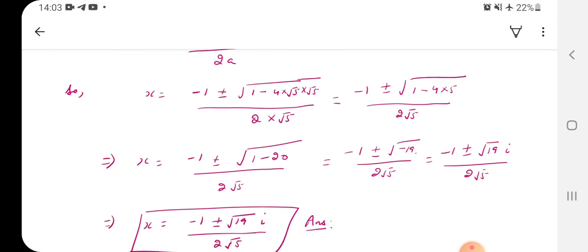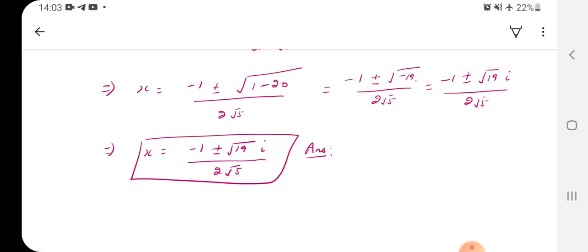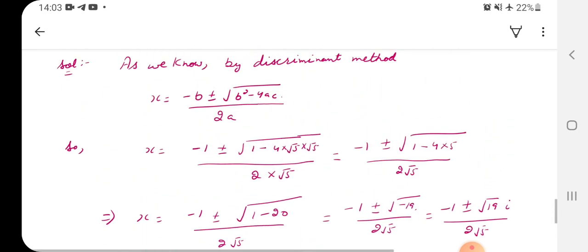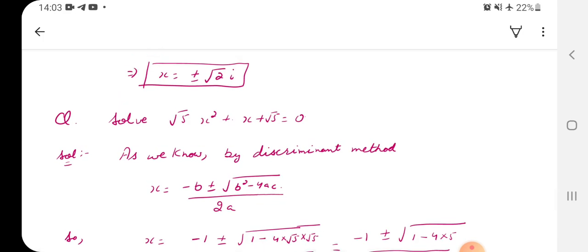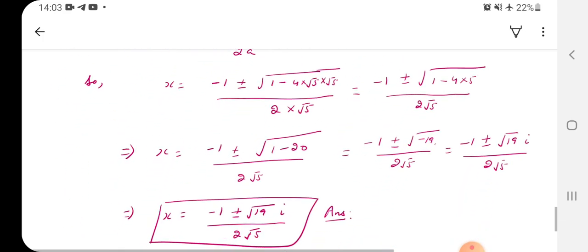Minus 1 plus minus root of 1 minus 20 by 2 root 5, which is 2a, right? So you will get minus 1 plus minus root 19 by 2 root 5. And you all know when you have to take negative out of the root, you have to put iota. So it will be minus 1 plus minus root 19 iota by 2 root 5. So this is your answer. This is your final answer for the solutions or roots of this quadratic equation, root 5 x square plus x plus root 5 equals to 0.